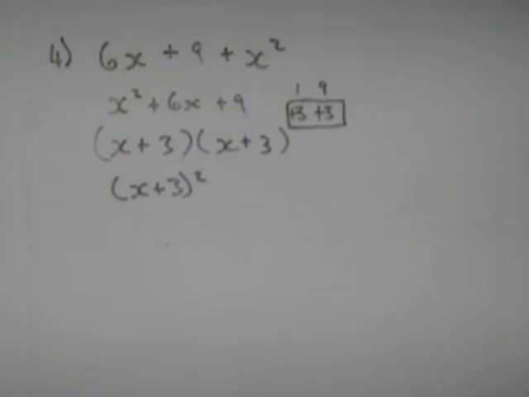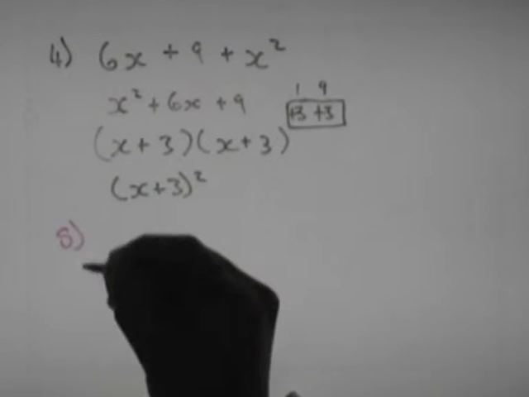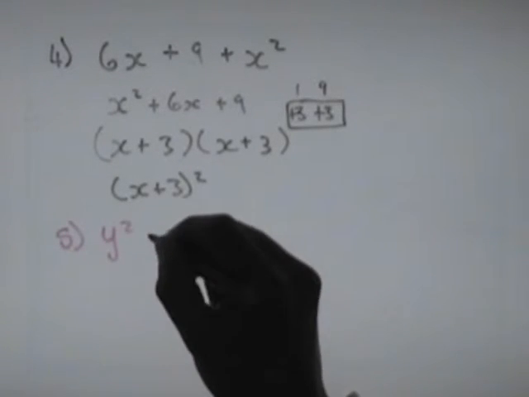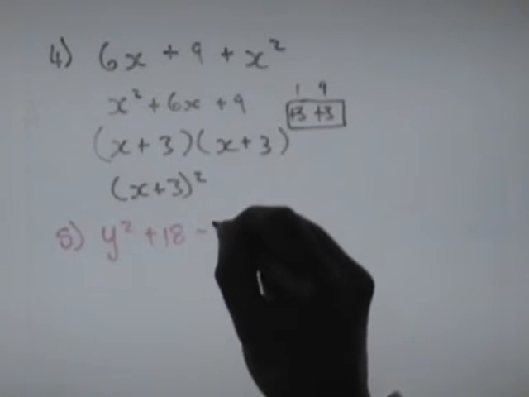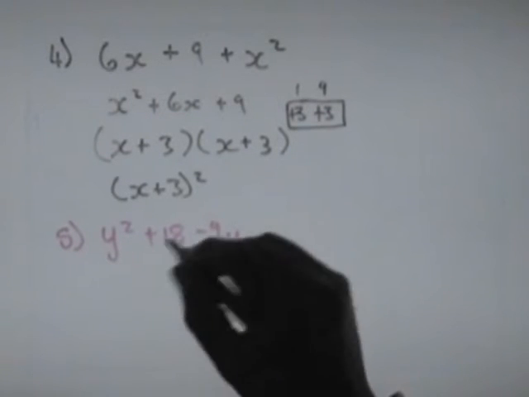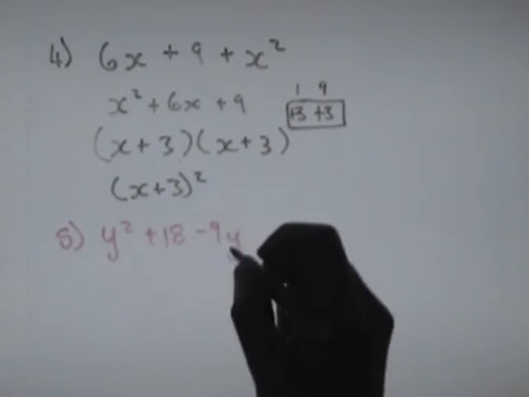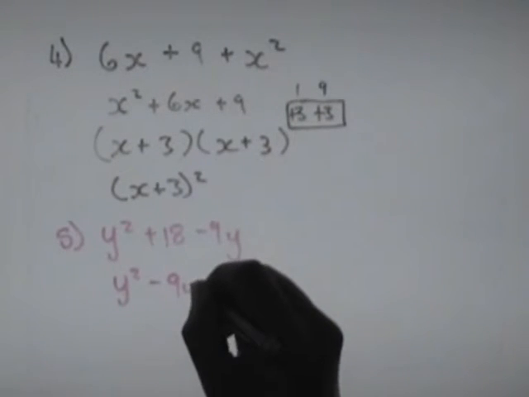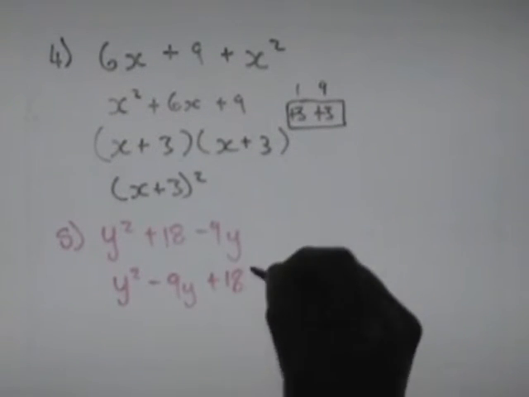The fifth one I gave you to do read y squared plus 18 minus 9y. Again, I'm going to change the order around to get y squared minus 9y plus 18.